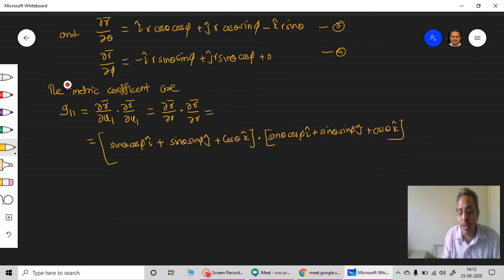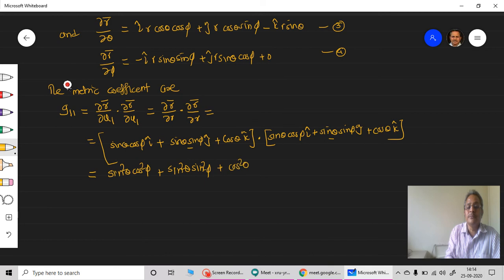Since this is a dot product, only i cap i, j cap j and k cap k will survive, and i dot i is 1, j dot j is 1, k dot k is 1. So this is the simple product of sin square theta into cos square phi, that gives me the first term. The second term will be the product of this and this. j dot j is 1, so this is sin theta, so it becomes sin square theta, sin phi and sin phi, so it becomes sin square theta into sin square phi. And the last term is cos and cos, again cos square theta.